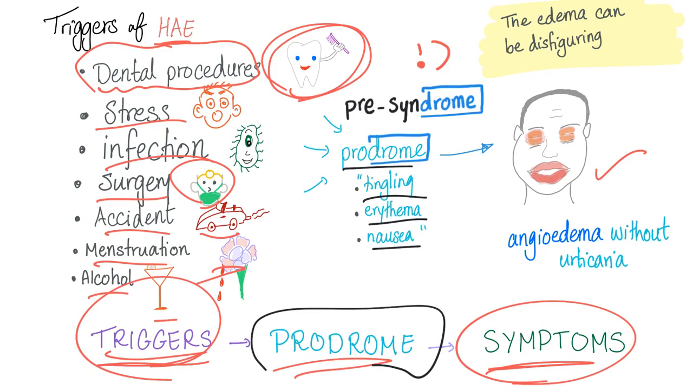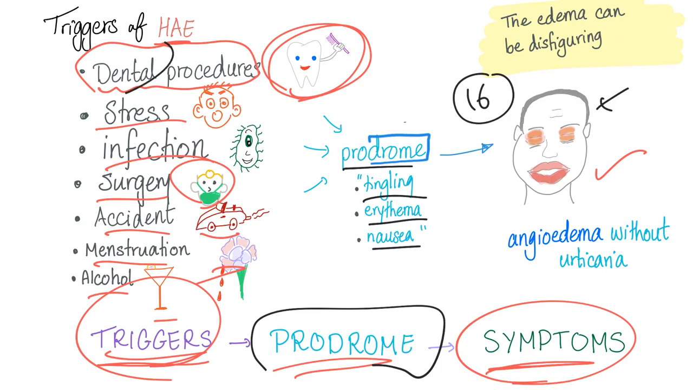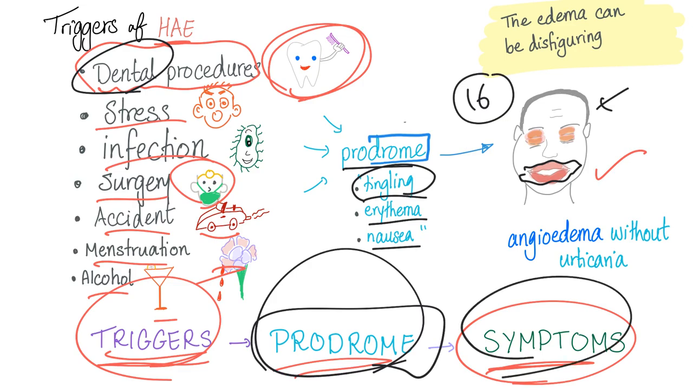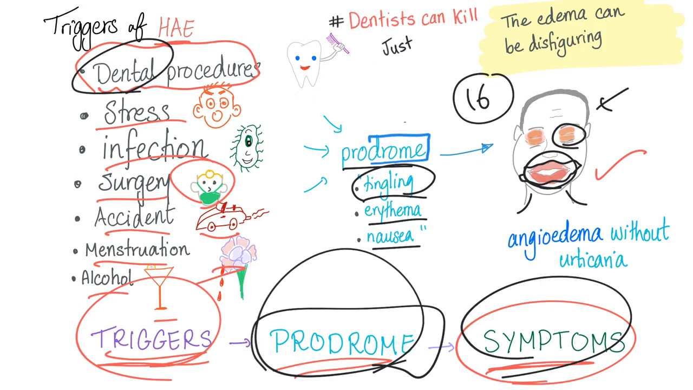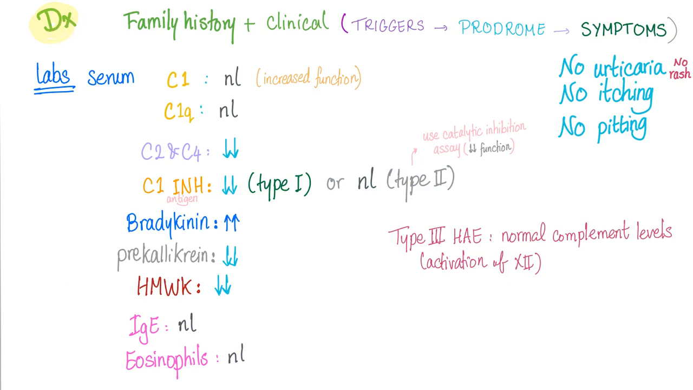So, for example, this young guy, like a 16-year-old person, went to his dentist for a dental procedure. Then, suddenly, he started feeling tingling around his lips. Then, after this prodrome, starting the symptoms: swelling of the lips, swelling of the neck, swelling of the eyelids, swelling of the extremities, swelling of the genitalia, abdominal pain, etc. The edema can be disfiguring, which is really ugly. How to diagnose hereditary angioedema?